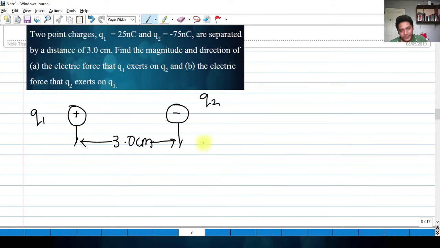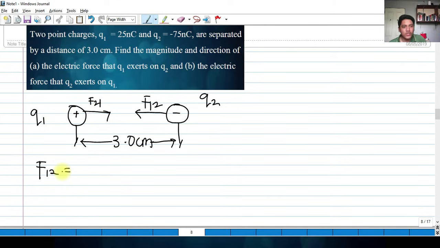That means that Q2 experiences a force with respect to Q1 in this direction, because this charge is attracted to this. And letter B, the electric force that Q2 exerts on Q1. So this Q1 also experiences an attraction in this direction because of Q2. Let's call that the force of 1 to 2, this is F1,2, force of charge 1 on 2. And this is F2,1, force of charge 2 on 1.